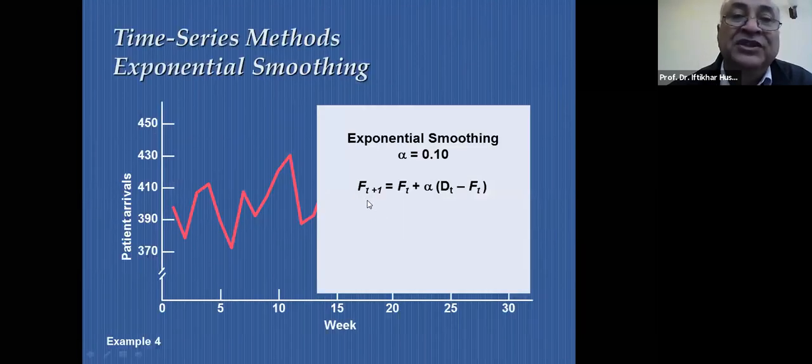And this is the way we forecast using the exponential technique. F subscript t plus 1 is equal to F subscript t plus alpha into d subscript t minus F subscript t. So if we take this t as 1, this will be basically the forecast for the second period. And this will be the previous week. Because this will be 1, this will be 2, this will be 1.